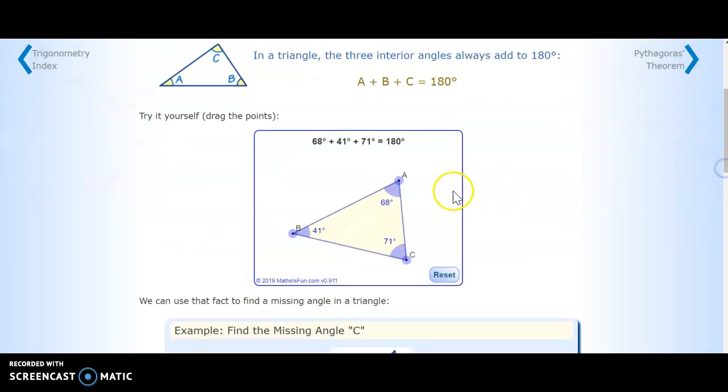We can come down here. I want you to focus on this number and these three numbers. As I change, the only thing that changes are these three. This 180 always stays the same. No matter how big I make it, if I make it obtuse, if I make it even a right angle, if I make it, let's see if I can make it acute.